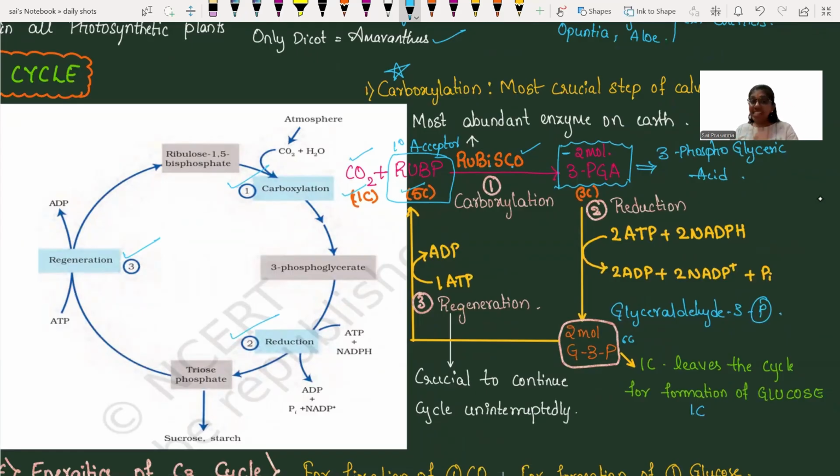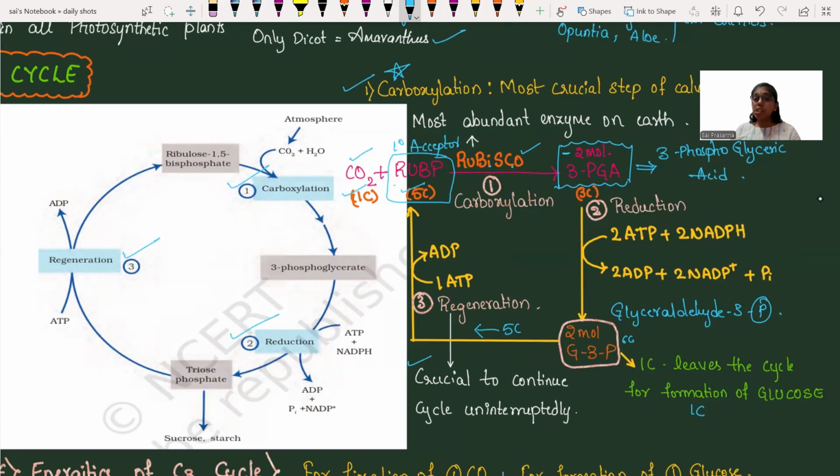1 carbon from each Calvin cycle escapes to form the glucose chain and the remaining 5 carbons are regenerated to form RuBP. Regeneration is the most crucial step to continue the Calvin cycle uninterruptedly. These two statements are very, very important. These were asked in previous years as well.